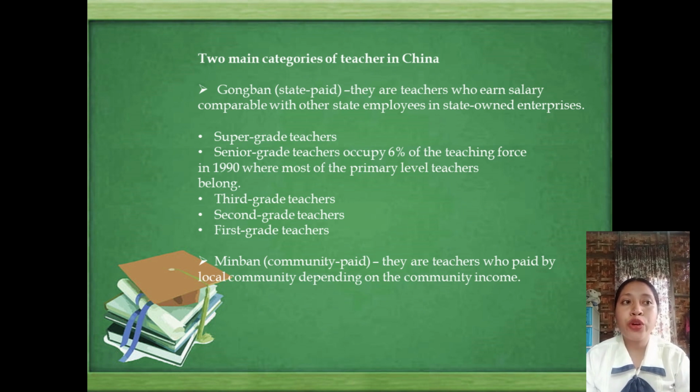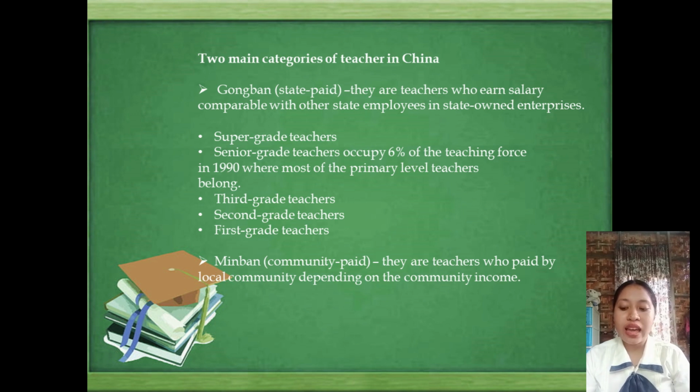So, first, we have the super grade teachers, the highest level, which occupy the upper level of 5% of the teaching force, while the senior grade teachers occupy 6% of the teaching force in 1990, where most of the primary level teachers belong. The second one is the third grade teachers. Next one is second grade teachers, which includes the majority of the teachers, and the first grade teachers, some of the newly hired primary teachers.